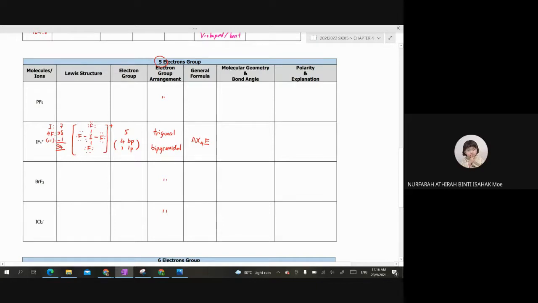Seesaw. Seesaw. So ikut kumpulan yang kita ada dekat table. Okay, so when we have 5 electron groups, so center will be I. Okay, untuk sesiapa yang guna AX, AX adalah untuk general. Tapi sekarang awak sudah ada formula sendiri, IF4 positive. So guna formula yang sedia ada. Jangan pakai AX lagi. Okay, so I, F, F, F, F.